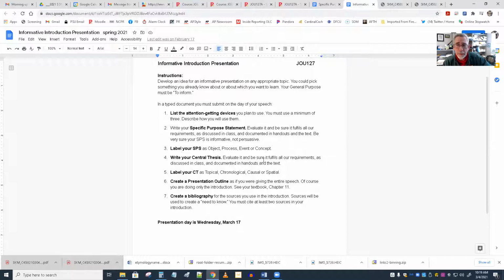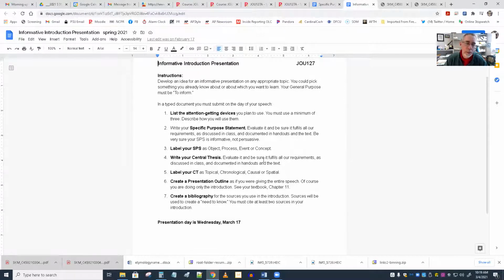So what kind of information are we going to look for to use as sourced information in the introduction? Information that will help to persuade people. This is an informative introduction, but we still persuade people that they want to know. And we call it the need to know statement. Try to create a need to know, a desire to know.